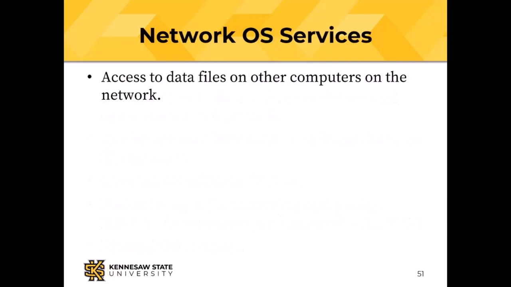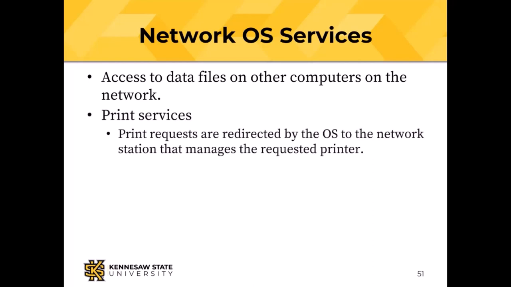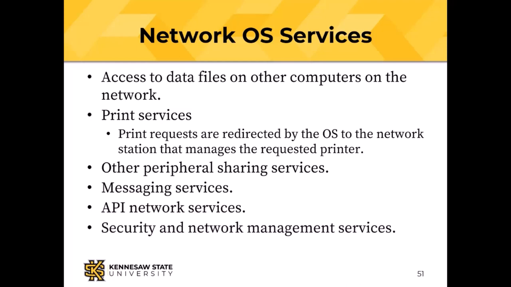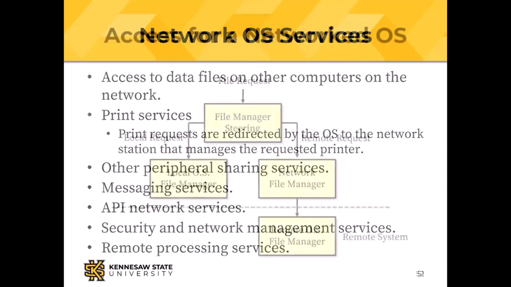Network operating system services let us access files on other computers on the network. Print services redirect print requests to the network and to a network-managed printer. There are services for sharing other peripherals like scanners, messaging services built into operating systems, application program interface network services, and security management services. All of these are offered to some extent by every modern operating system. And remote processing, I forgot, okay?